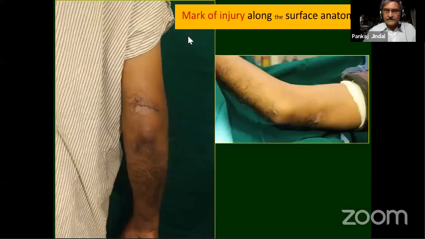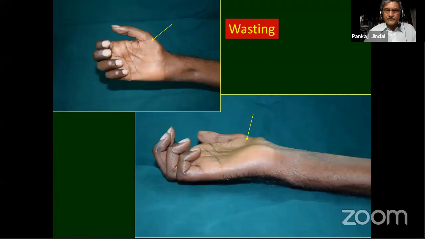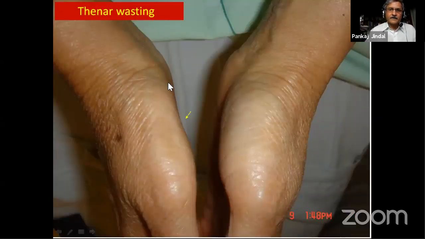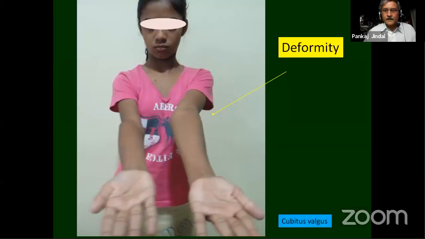Similarly, like you have these injuries here, you have this wasting here. This wasting suggests there is a problem in the median nerve distribution here. A carpal tunnel syndrome patient here presented with wasting of this hand here. Then you see the deformity here. This was a childhood injury, and there was the non-union of the lateral condyle giving rise to this cubital valgus.